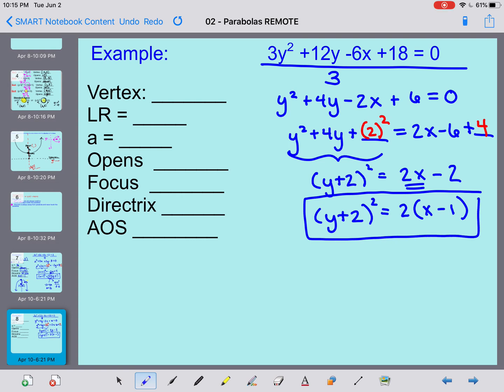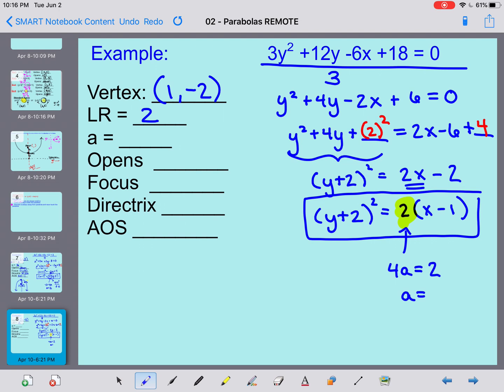Going through the questions, what's the vertex? Be careful here. 1, comma, -2. The LR would be 2. It's just this number that's out in front, but again, you don't have to worry about that. The A value, take that number that's out in front, set it equal to 4a from the formula.